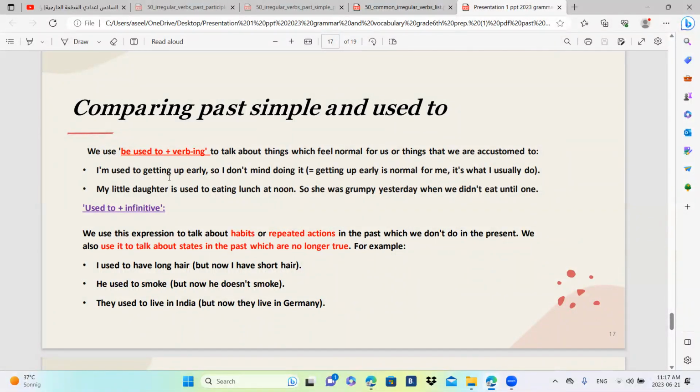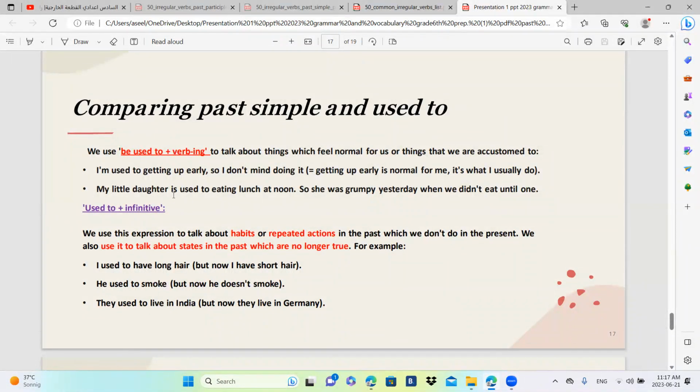I am used to getting up early. So I don't mind doing it. Getting up early is normal for me. What does that mean? It is what I usually do.